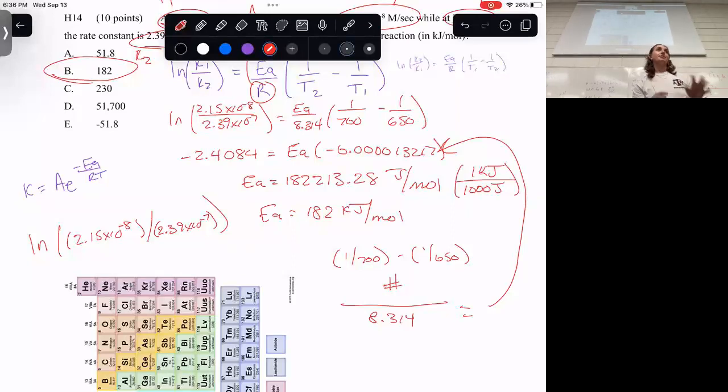Sometimes plugging into the calculator is the hardest part. And trust me, I've had a lot of practice doing these problems, you know.